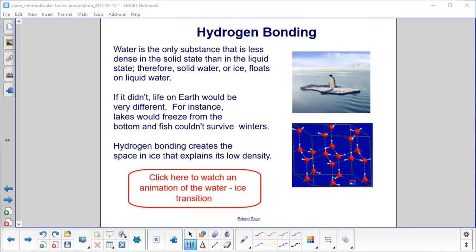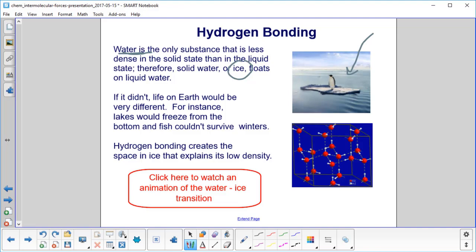Thank goodness for these hydrogen bonds in water, because if not, there wouldn't be life on Earth as we know it. Because water is the only substance that is less dense in the solid state than in the liquid state. Therefore, solid water, or ice, icebergs, etc., float on liquid water. Here's a little penguin on top of a little ice floe. If it didn't, life would be very different.